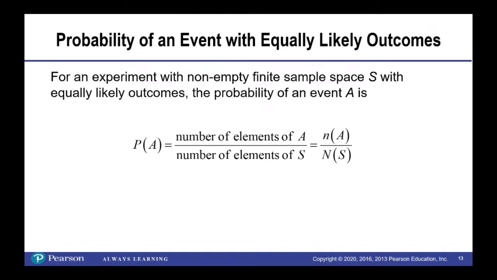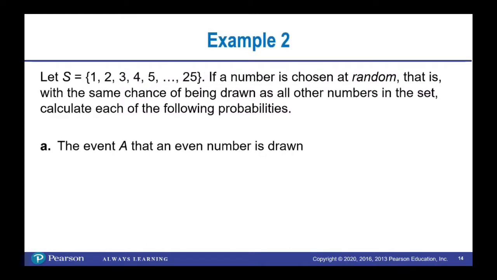The way that we calculate our probability, say we're looking at the probability of event A, we look at how many elements are in A divided by how many elements are in S, and remember S denotes our sample space. So, in example 2, our sample space is the whole numbers 1 through 25. We are going to select a number at random, so that means that all of our numbers have the same chance of being drawn, and we're going to find some probabilities. Event A is the probability that an even number is drawn.